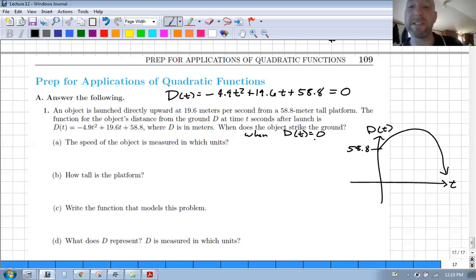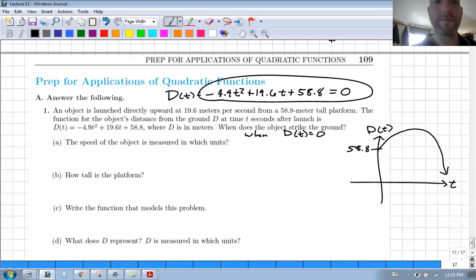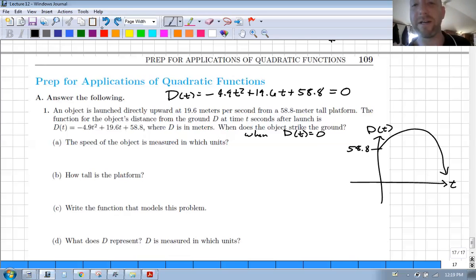So we'd have to actually solve for the time here. That means using the quadratic formula. I don't think they want us to do that right now. I think they're just saying when d of t is 0. That's what they're asking for. Okay.